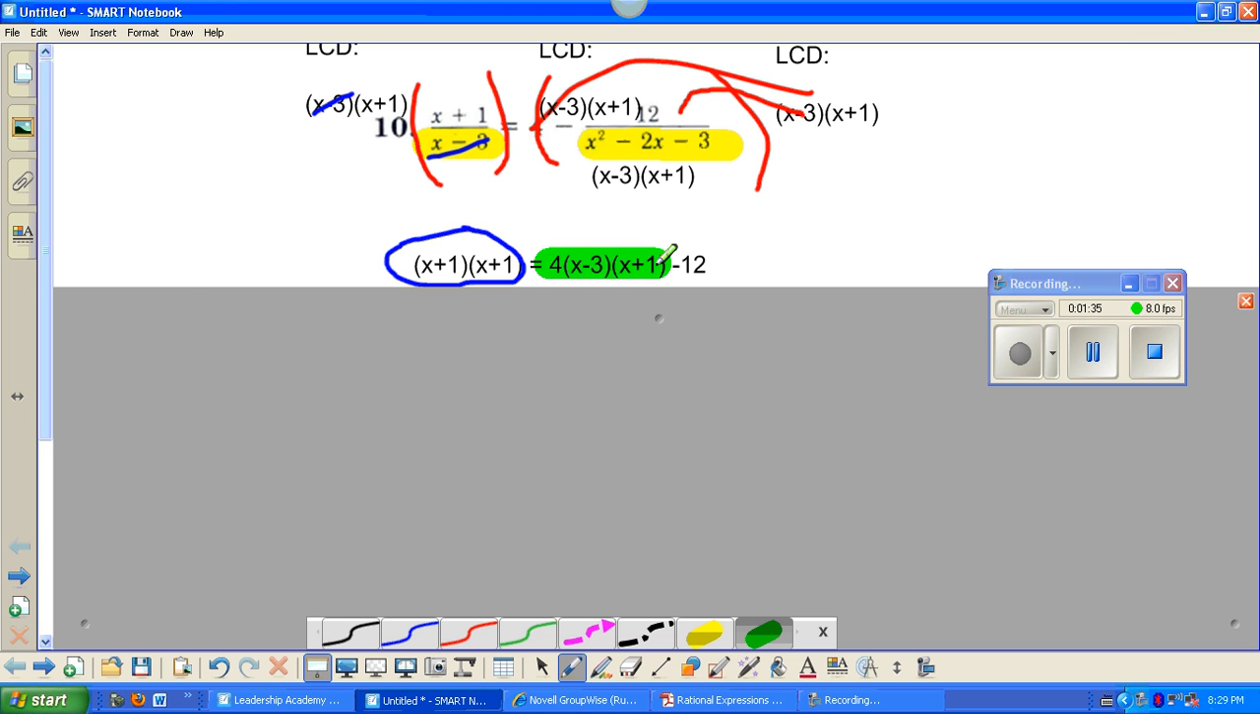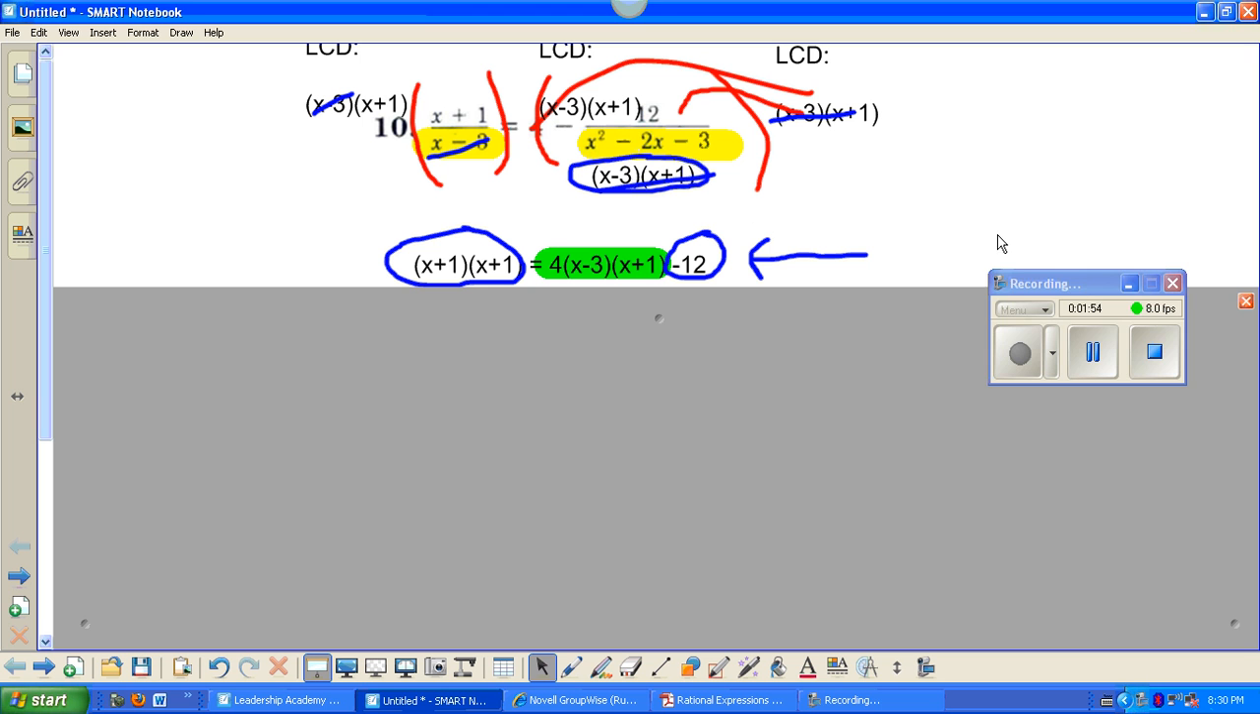Okay. Next, when I distribute it to 12 times x squared minus 2x minus 3, which factors into x minus 3 times x plus 1, those are common factors, so I'm only left with minus 12. So that's how I attain that step.